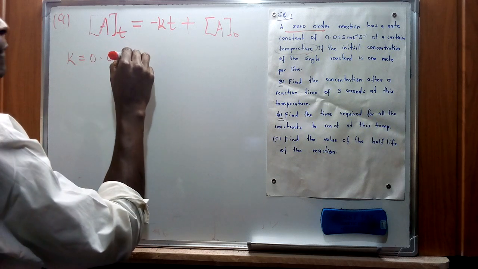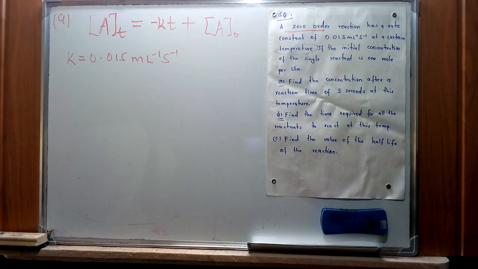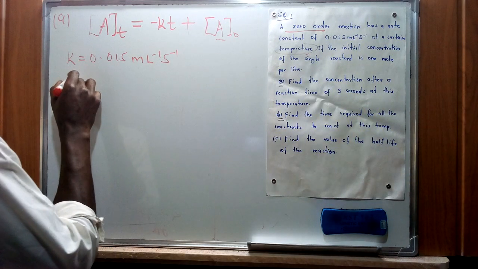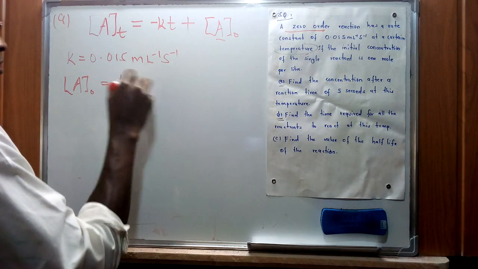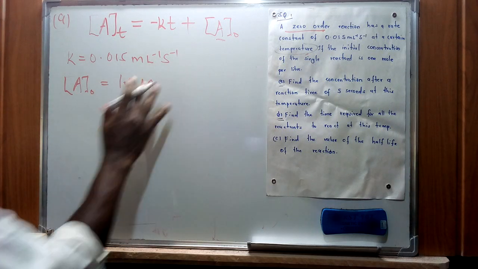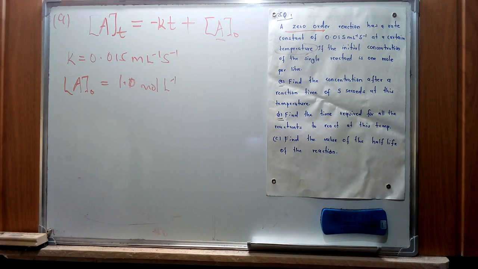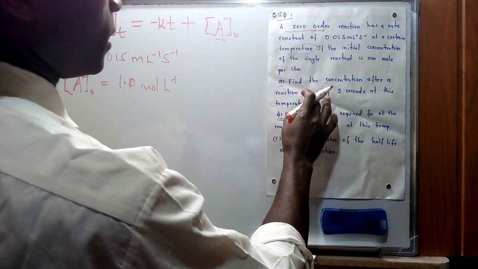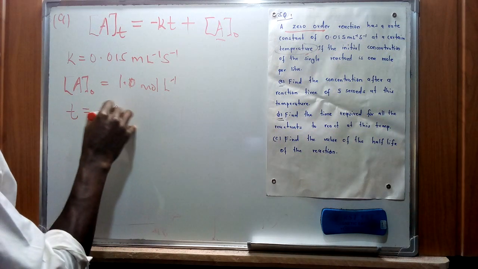0.015 moles per liter per second at a certain temperature. If the initial concentration of the single reactant is 1 mole per liter, so therefore this is our concentration, 1 mole per liter. Just mention it there. Find the concentration after the reaction time of 5 seconds at this temperature. So t equals 5 seconds.